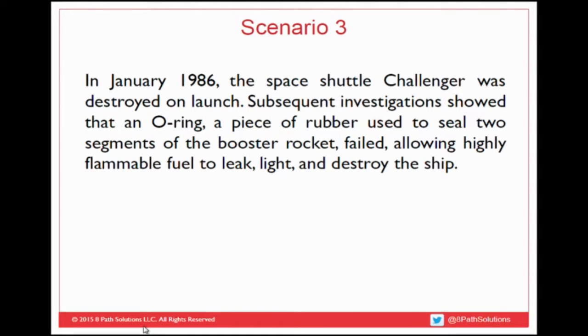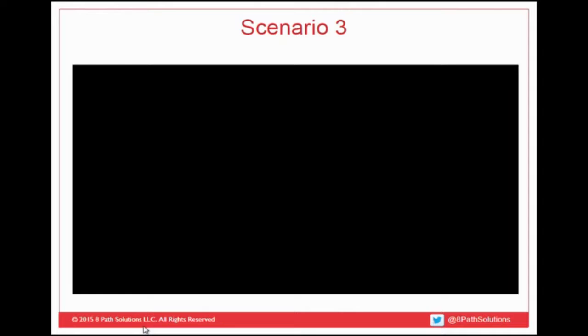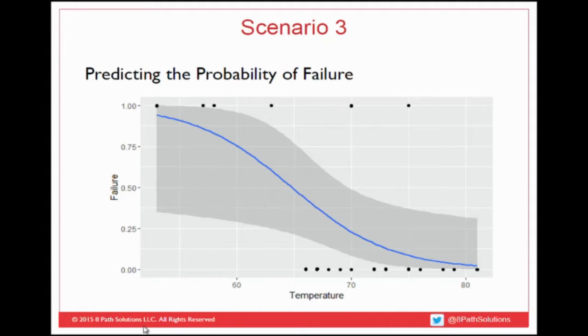So I'm sure most of you have heard of the Challenger disaster. Right. In 1986, the Space Shuttle Challenger was destroyed on launch. And subsequent investigations showed that an O-ring, that piece of rubber, failed, allowing highly flammable fuel to leak and destroy the ship. And again, that would have been a video of Richard Feynman, if you guys have ever seen it, explaining exactly how he saw the failure.